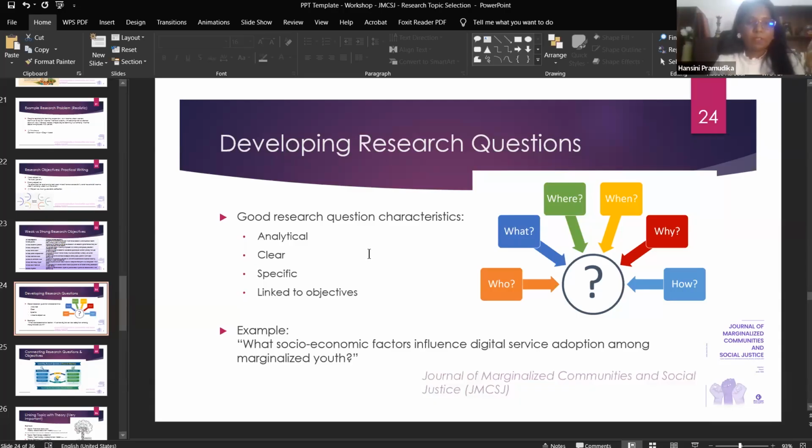objectives, right? So when you are creating the research questions, you can use these kinds of WH words, right? Then examples: what socio-economic factors influence digital service adoption among marginalized youth? This is an example, right? So likewise, you can create the research questions linked to research objectives. Okay.